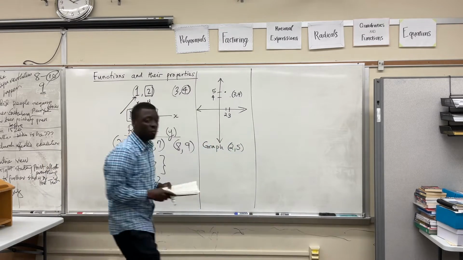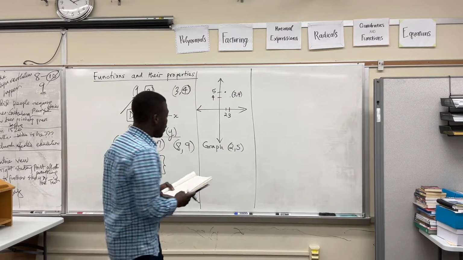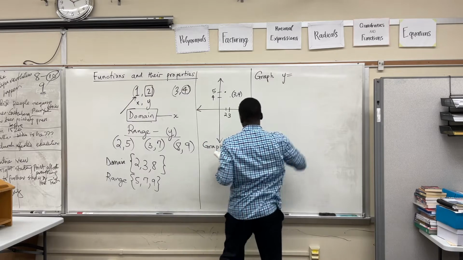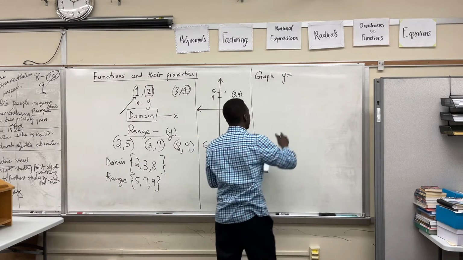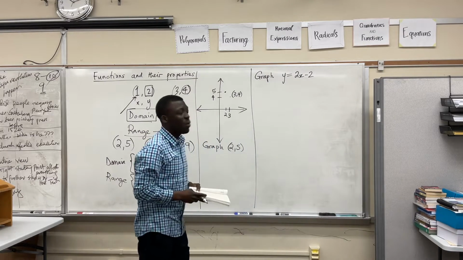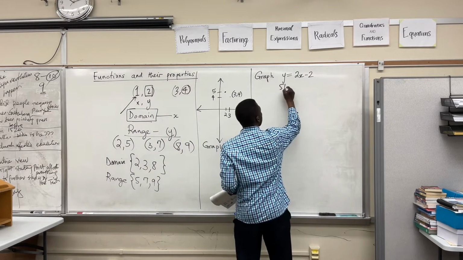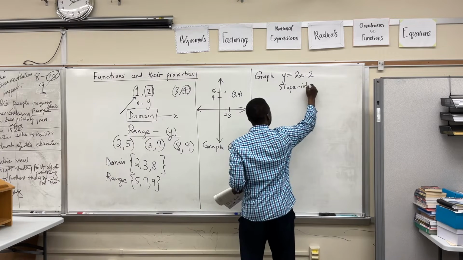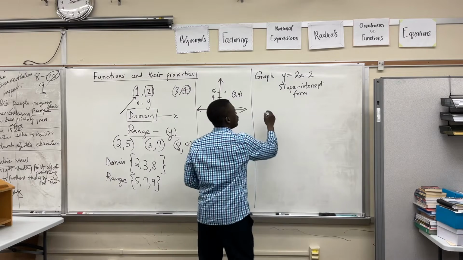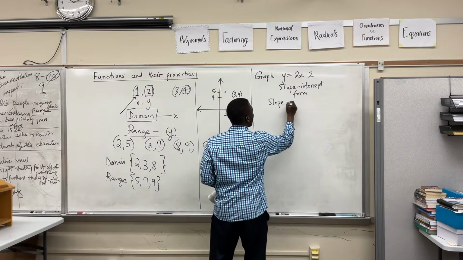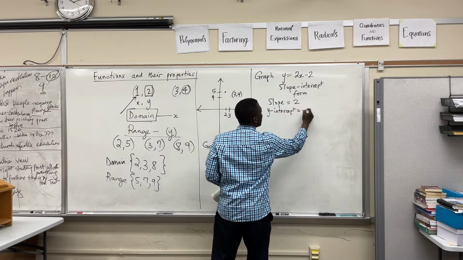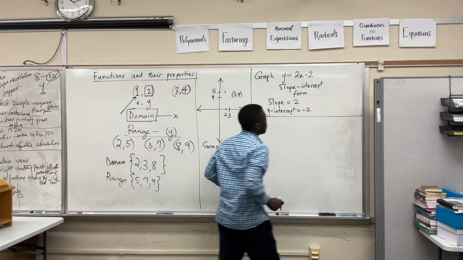Okay, let's take the first practical example here. What if we have to graph y equals 2x minus 2? Well, in math, we call this the slope-intercept form. So the slope is 2, and the y-intercept is negative 2.